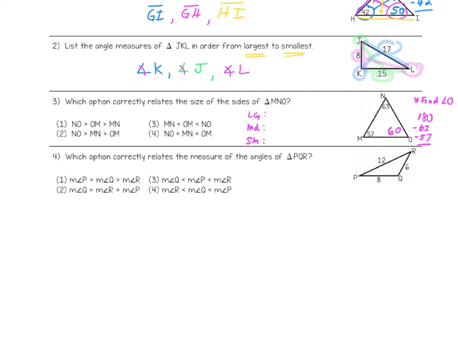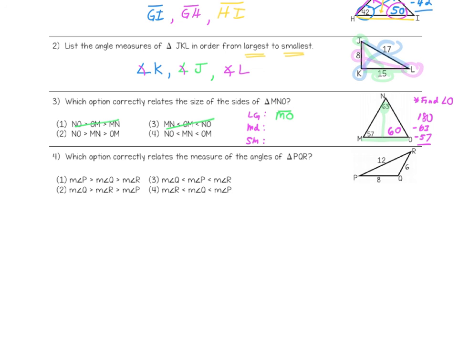Okay, so now if we want to know the longest side in here, start with the biggest angle, which is 63. And that angle is opposite MO. So MO has to be our longest side, okay? Now that helps us eliminate two of our answer choices. Number 1 has MO or OM in the middle, and so does number 3. So OM has to be at one end or the other.